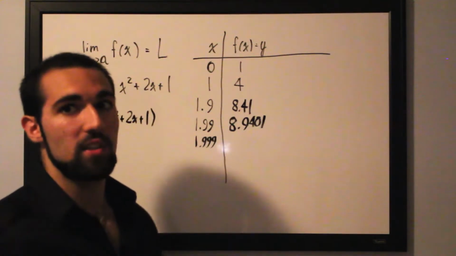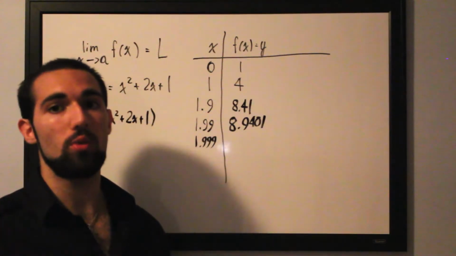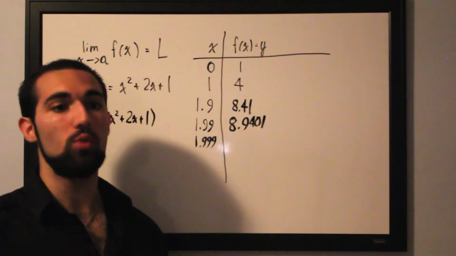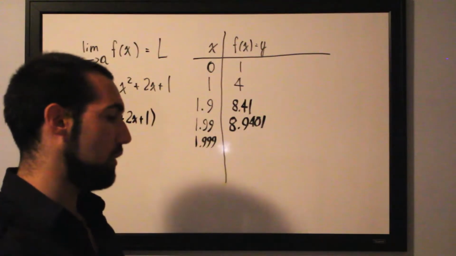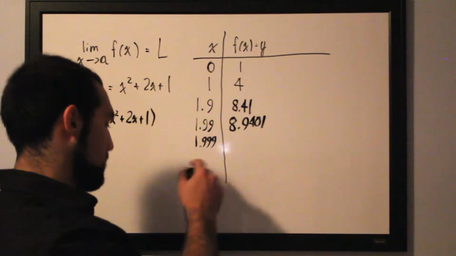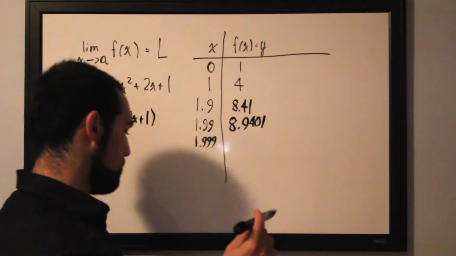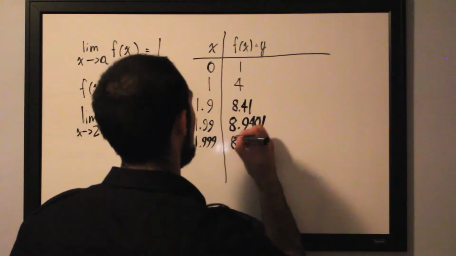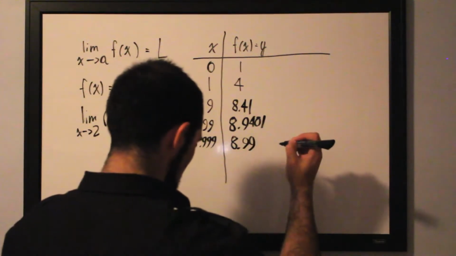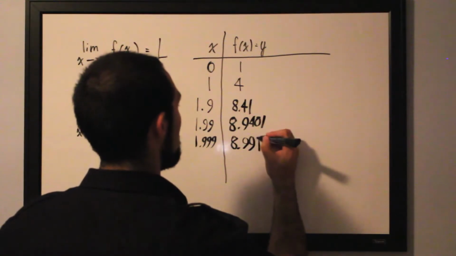And this is basically the idea of a limit. You're getting closer and closer and closer to that point, but you're never actually touching it. This is the overall idea, the overarching idea of limits. So what we're going to plug in is 1.999. Our output is going to be 8.994001.